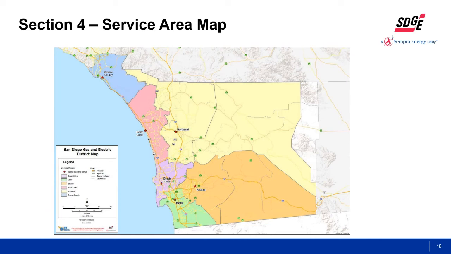The Northeast District is by far the largest geographically in terms of territory that they cover. But in all, there's 6 operating districts within the SDG&E system. That's section 4.